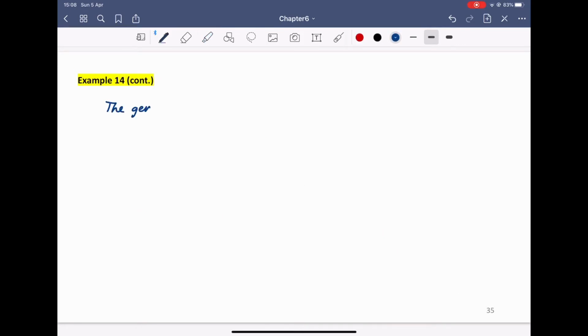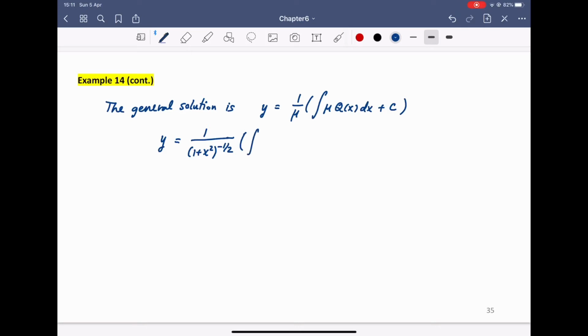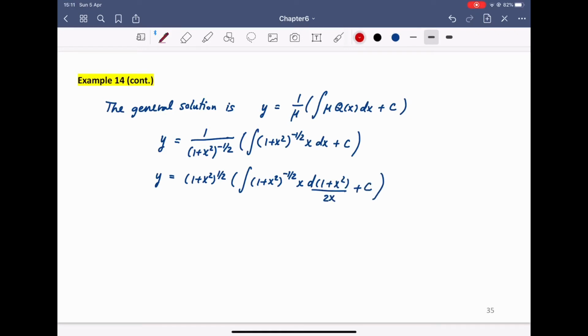So the general solution is y equal to 1 over mu times integral of mu q(x) dx plus c. Then you have y equal to 1 over 1 plus x square raised to the negative 1/2, and then integrate 1 plus x square raised to the negative 1/2 x dx plus c, right? Because q(x) is x. And then after that you have y equal to, let's simplify this thing, so you get 1 plus x square to the 1/2 and then integrate. Alright, this thing is going to be 1 plus x square raised to the negative 1/2 x d(1 plus x square) over 2x plus c. And then you can cancel x here.